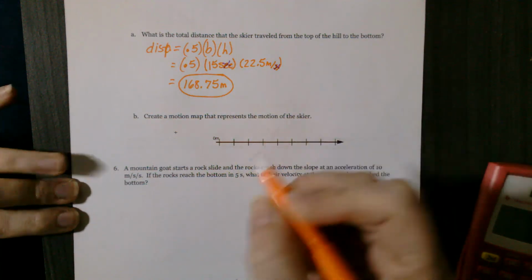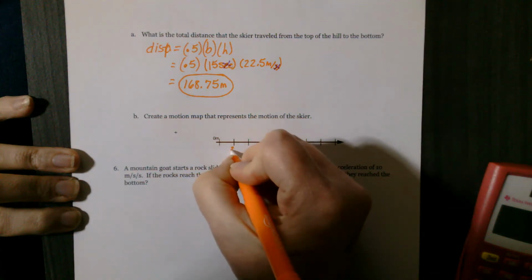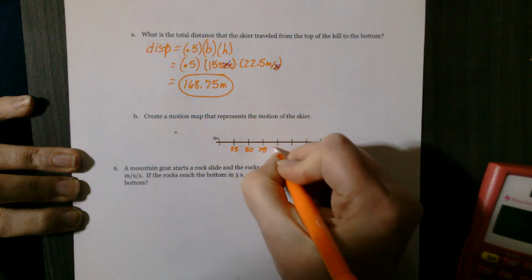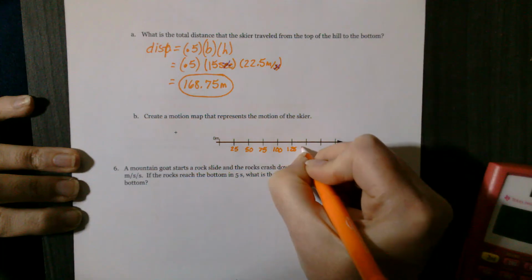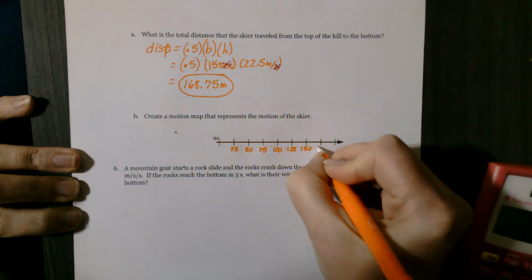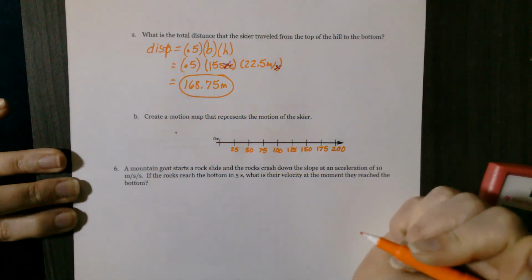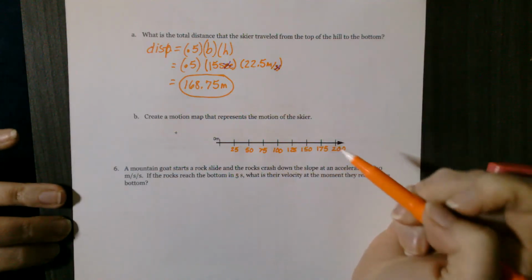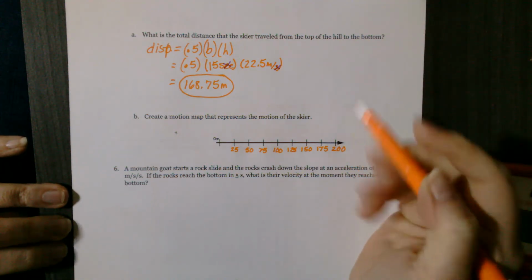meters up here. So I'm going to go, let's see, if this is 0 meters, this will be 25, 50, 75, 100, 125, 150, 175, and that would be 200. Something like that. As long as we have a scale that reaches 168.75, that's all that matters. And we know that that's where they're starting.